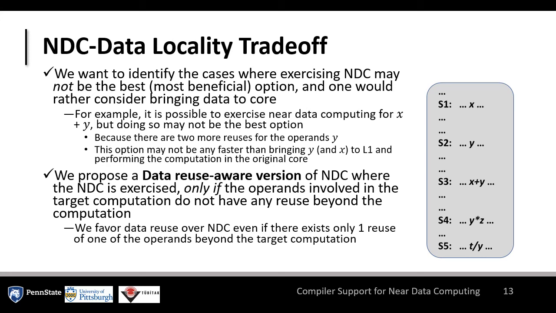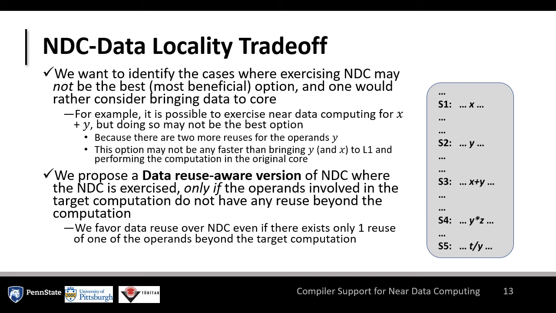However, doing so actually may not be very beneficial in this case, because Y has later reuses. In fact, Y has a lot of reuse here. So instead of performing near data computation, let's say in L2 cache, I might just bring Y to L1, as in the conventional execution, and take advantage of data locality. So algorithm 2, compared to algorithm 1, performs this trade-off. It is more selective in exercising near data computing.